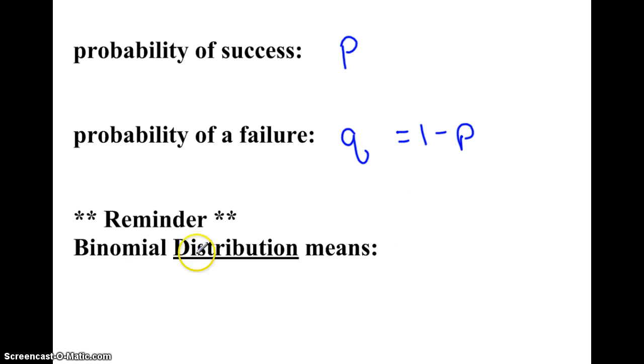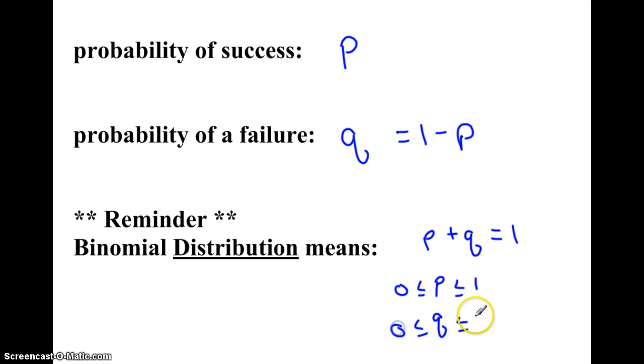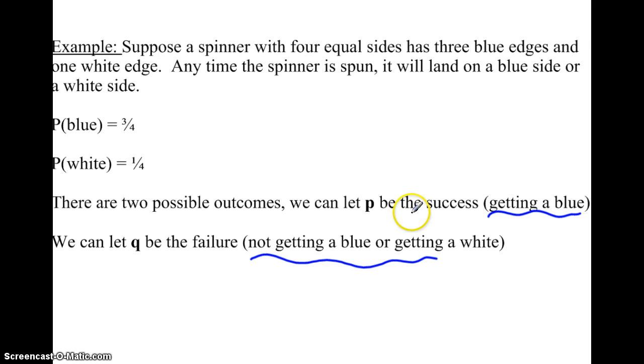And then remember, in a binomial distribution, the word distribution means that if I take P plus Q, I should be able to get 100% or 1. Also, if I look at P and Q separately, they have to be between 0 and 1. So the same rules apply to a binomial distribution as apply to any other probability distribution we're looking at. We're going to go through this relatively quickly, and we'll do more examples in class.